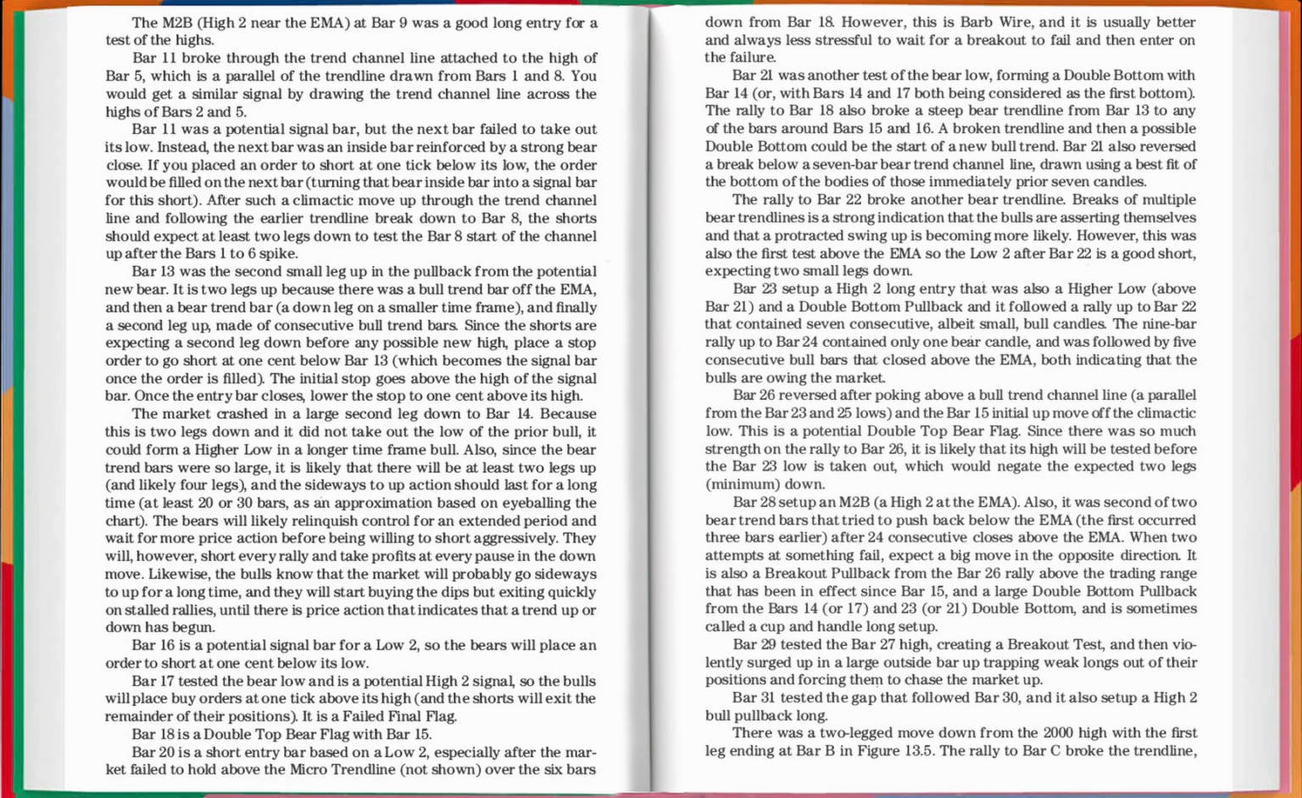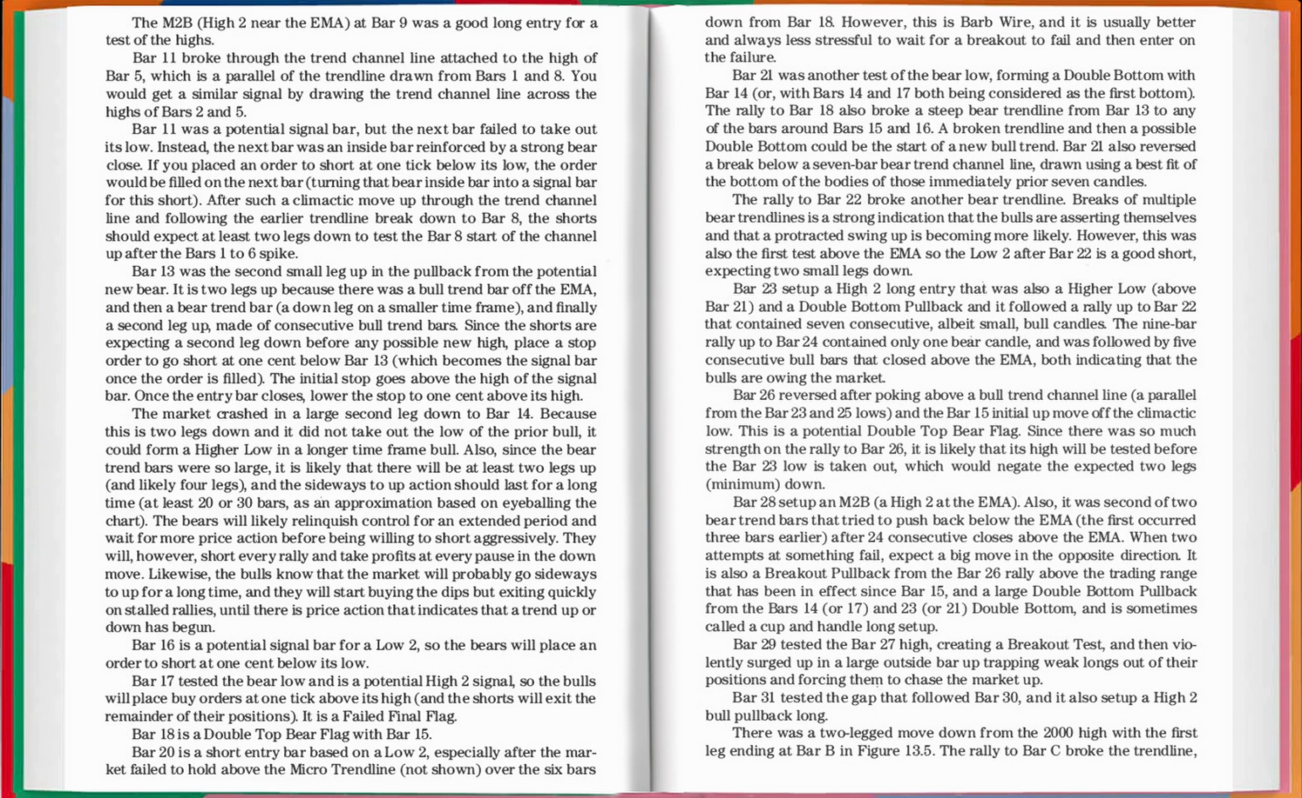Rally to bar 22 broke another bear trend line. Breaks of multiple bear trend lines is a strong indication that the bulls are asserting themselves and that a protracted swing up is becoming more likely. However, this was also the first test above the EMA, so the low 2 after bar 22 is a good short, expecting 2 small legs down.